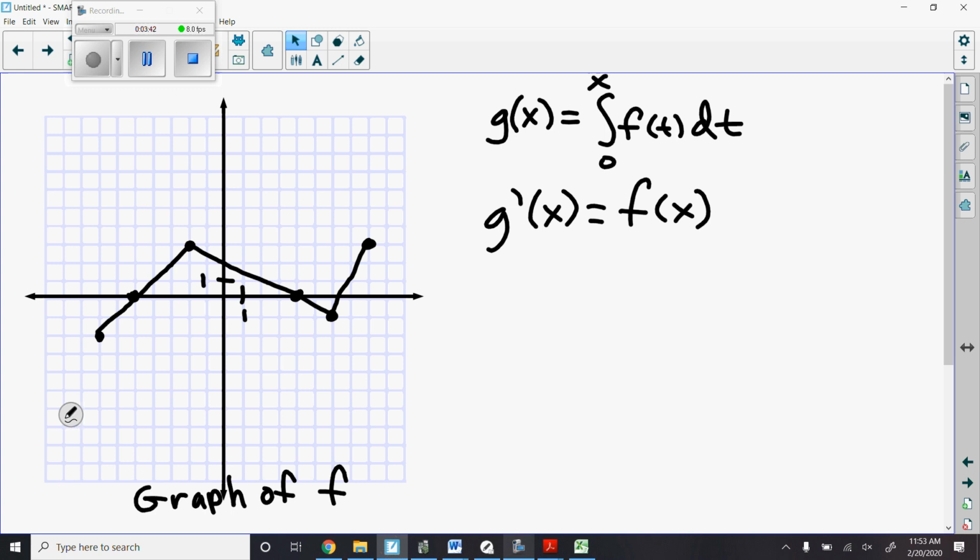Now, a couple of things to be careful of. I can make that easy equation because I have an x on top of this integral sign, and it's x to the first power. If that was a 2x up there, then I'd have to use the chain rule, and I would say g prime of x would be f of 2x times 2. That would change the whole scenario. So what I have is this very powerful equation that says g prime of x equals f of x. That I know to be true.